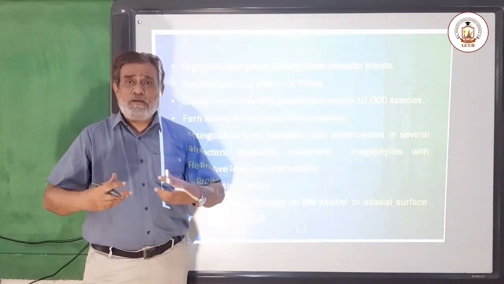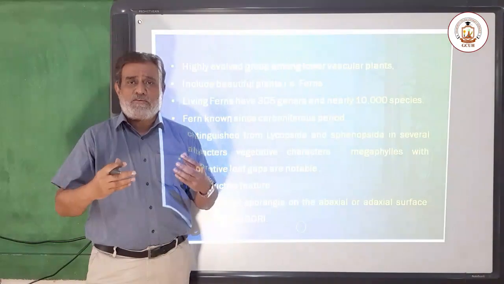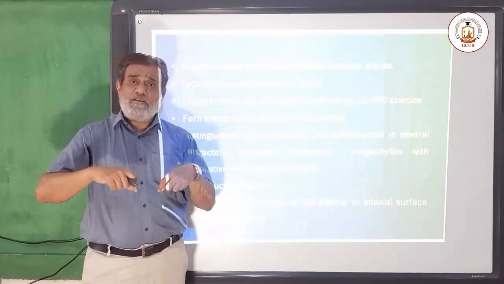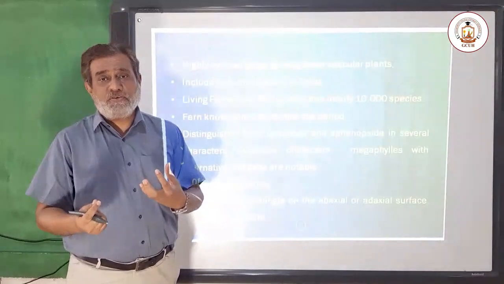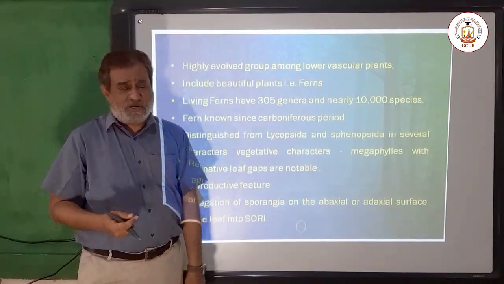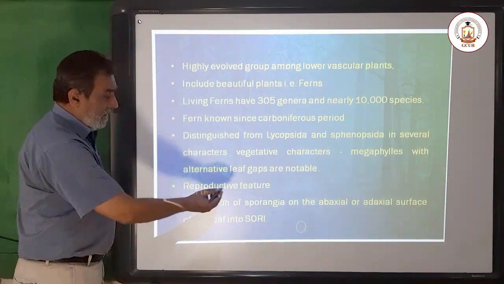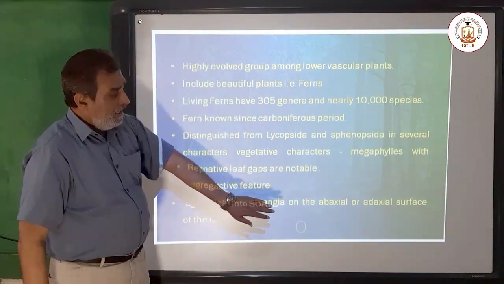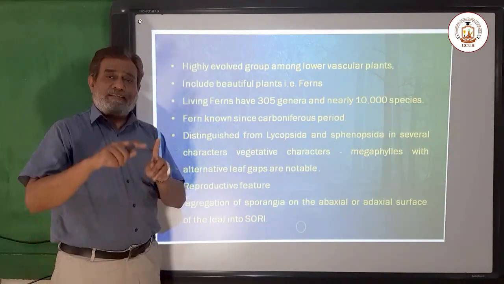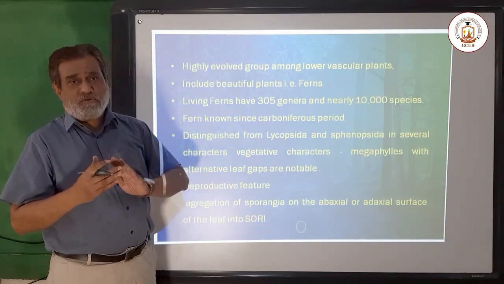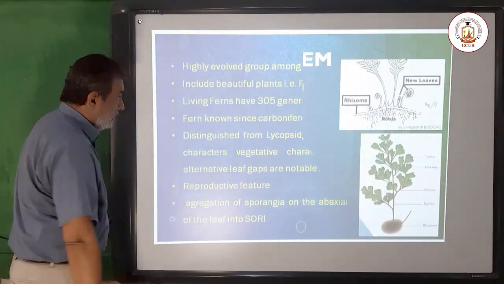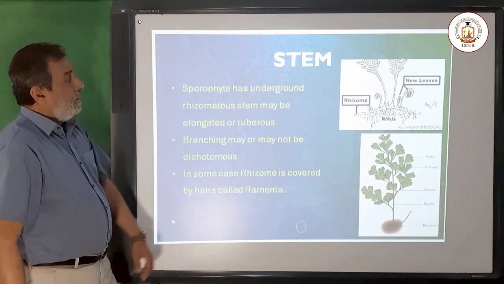So they have different types of vegetative structures: stem, root, leaves, but they have a specialized structure for their reproduction, which is called the sporangia, and they produce spores for asexual reproduction. Here is the aggregation of the sporangia on the abaxial or maybe adaxial surface. Abaxial surface means at the base of the leaf or somewhere on the lower side of the leaf.